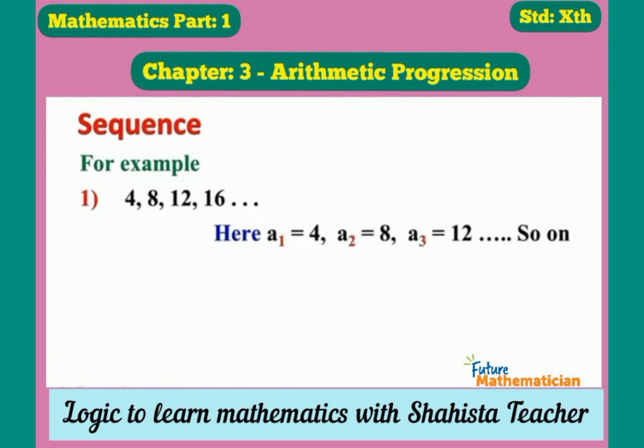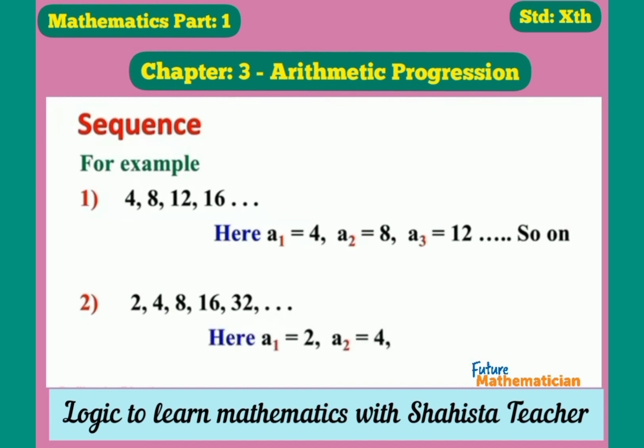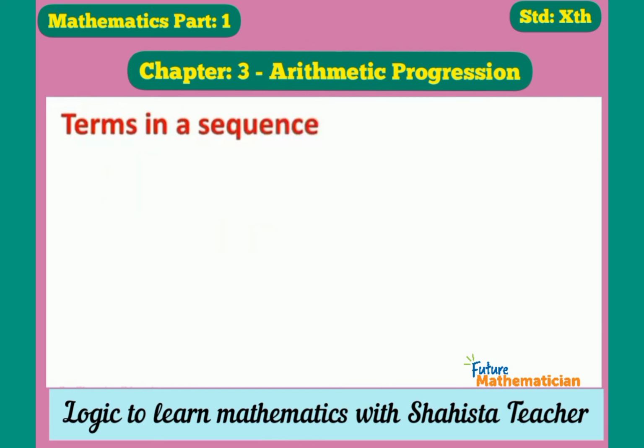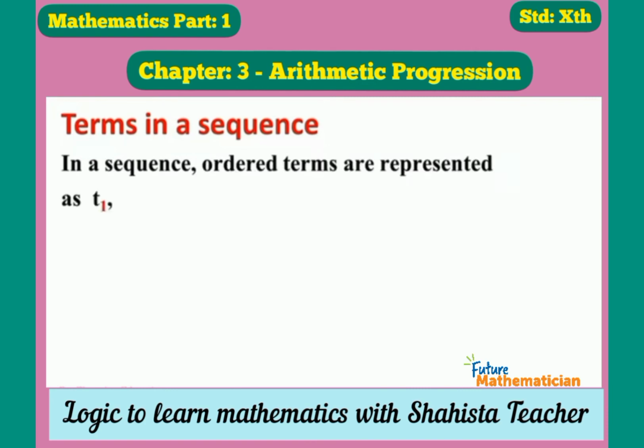So here as you can see this 4, 8, 12, 16. Now second one 2, 4, 8, 16, 32. Okay. So A1 is 2, A2 is 4, A3 is 8 and so on. Is that clear? Like this. Now as I have already taught you, we have to subtract A1 from A2, only then will we find the sequence here.